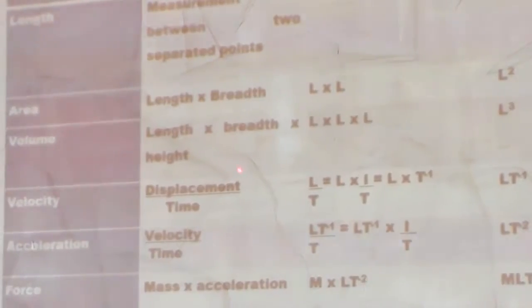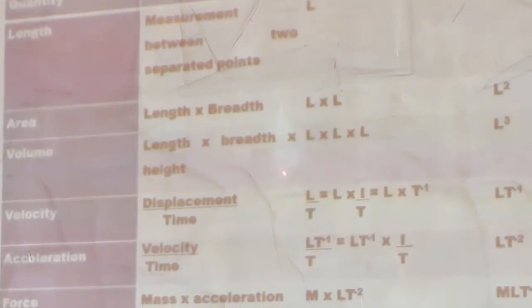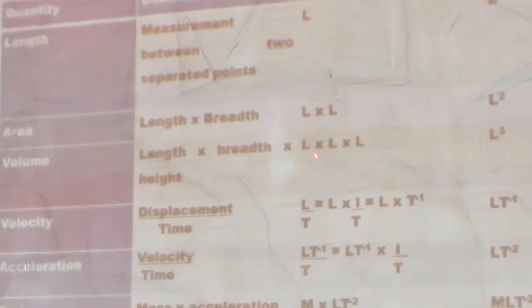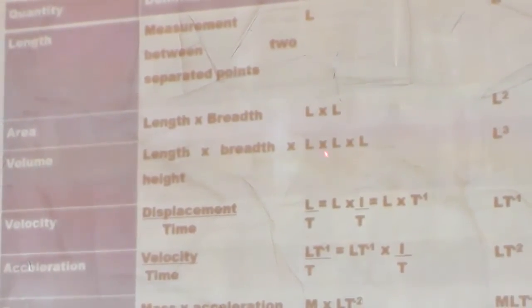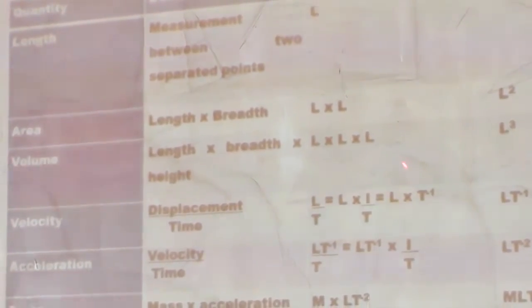Now, let us look at volume. The expression of volume is length multiplied by breadth multiplied by height. Length is measured in meter, breadth is measured in meter, and height is also measured in meter. They have the same dimension. That is why we have L multiplied by L multiplied by L. When you multiply the three L here, what we are going to have becomes L raised to power 3.